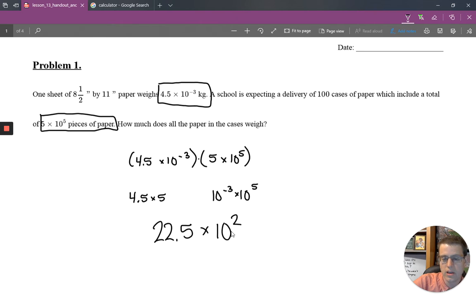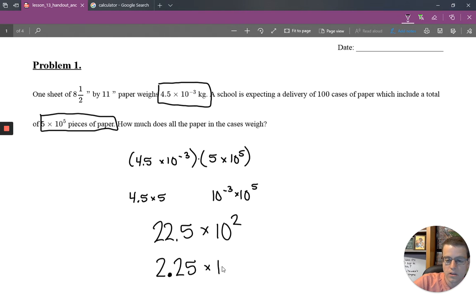is 2. Now this looks like it's in scientific notation, but it's not. This is not a final answer. It's not in scientific notation yet. In scientific notation, you can only have one number to the left of the decimal point, not two. It's a common mistake. It's not right. You need to rewrite this 22 5/10 as 2 25 hundredths.